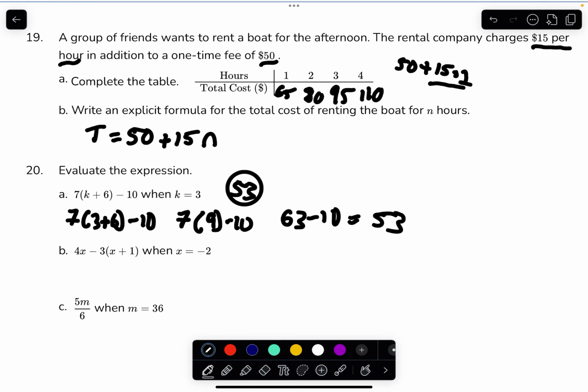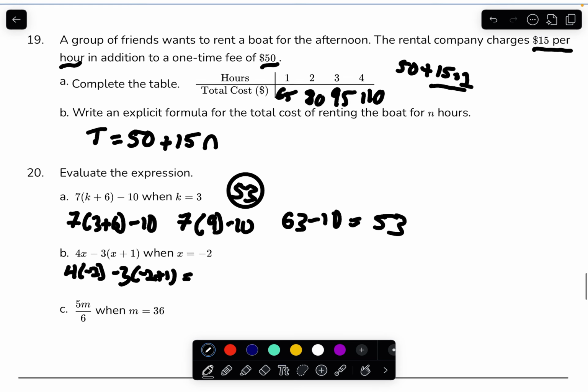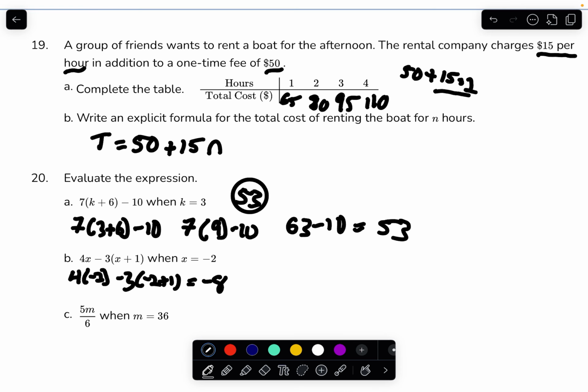The next one, just plug in -2 in both locations. 4 times -2 minus 3 times (-2 plus 1). 4 times -2 is -8. -2 plus 1 is -1, so that's -3 times a -1. It's a +3. So that's -8 plus 3 equals -5.